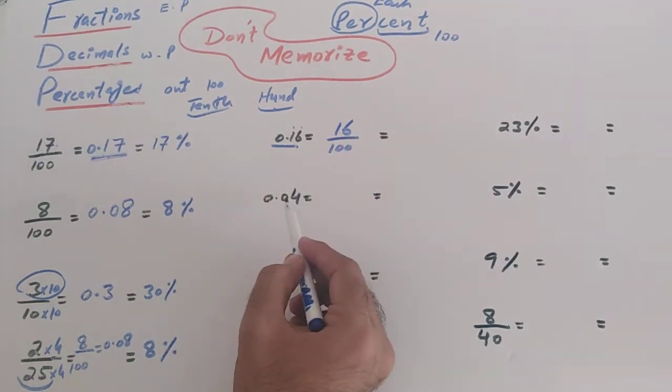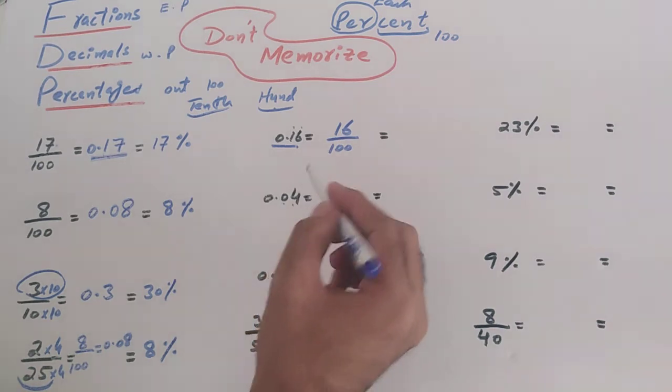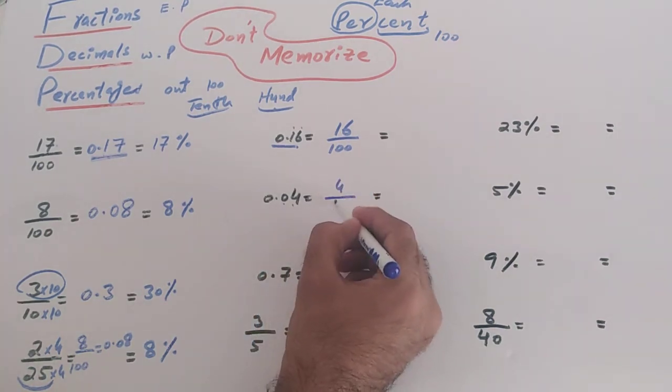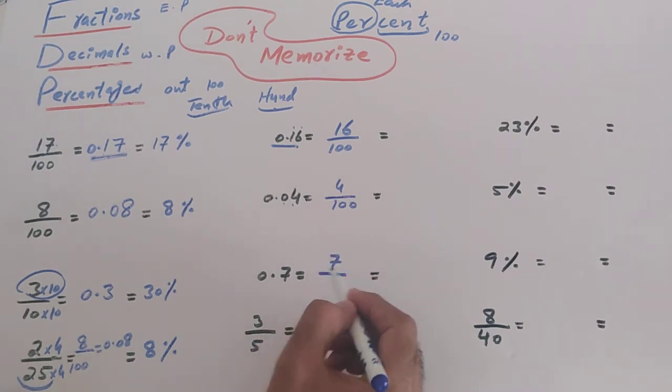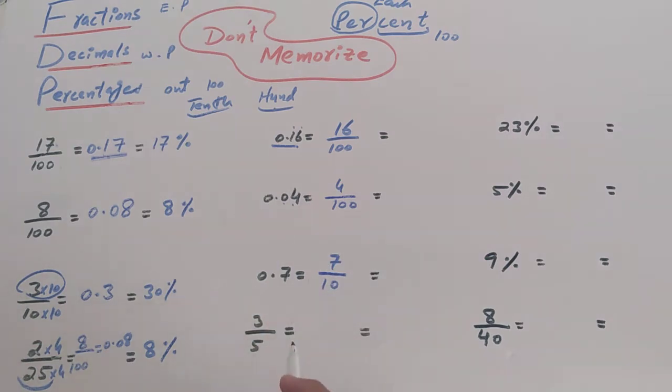This one again, you can see the 10th place is none and it ends up in the 100th place. So it will be 4 out of 100. In the same way, this will be 7. You can see it's in the 10th place, so it will be 7/10. What about this one now? This is basically the same as that.